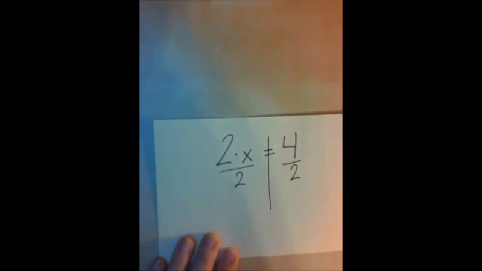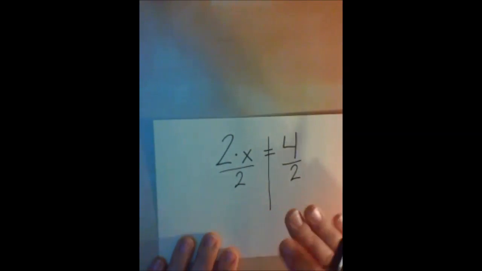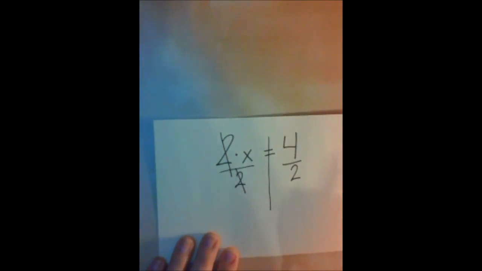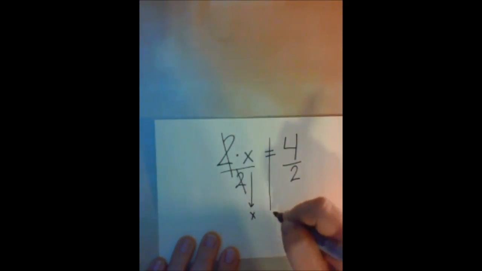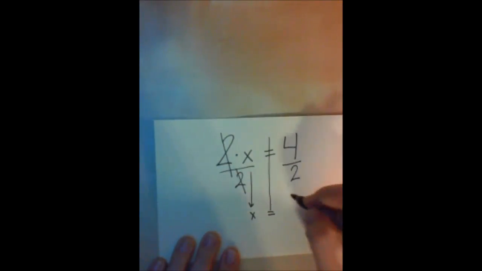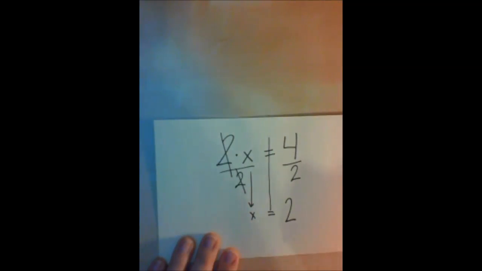Once to each side, or rather with division and multiplication, it should be done to every term. So this side is divided by 2, those cancel. Over here, I should say the x gets carried down. Over here, 4 divided by 2 is 2.